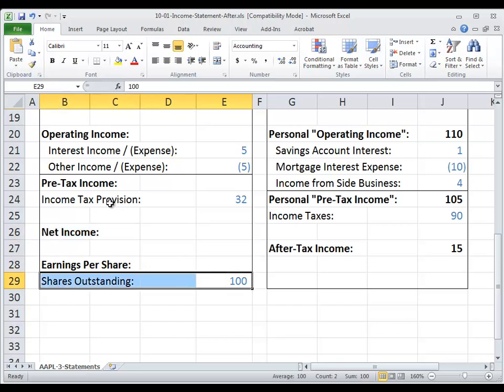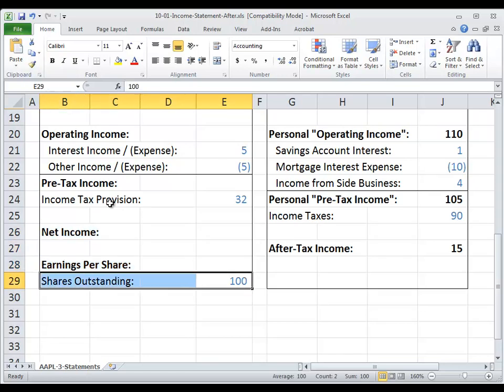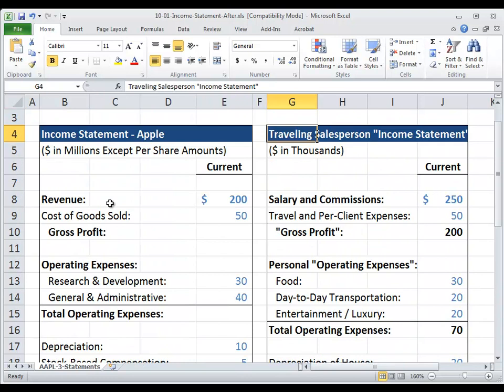Public companies like Apple have many shareholders, and those shareholders expect to earn some kind of profit on their investment in the company. So the earnings per share is a rough metric of how much in profit they might expect to earn off of their investment. And to get that, you simply divide the net income by the shares outstanding right here, and that gets you to your earnings per share. So that's how the income statement for a company like Apple might look, and then how the income statement for a person, the traveling salesperson here, might look.